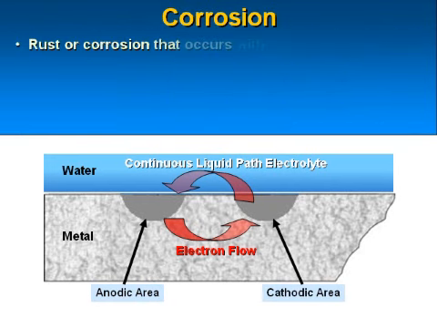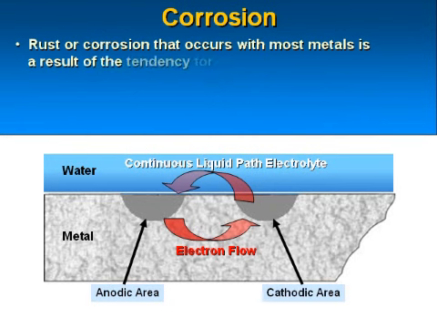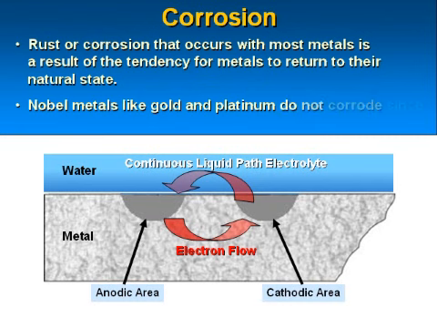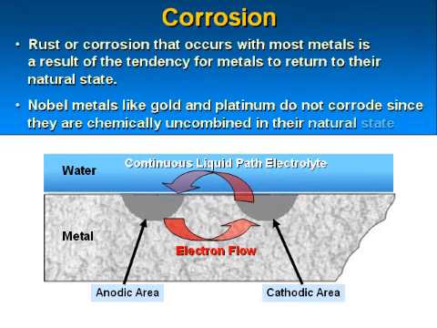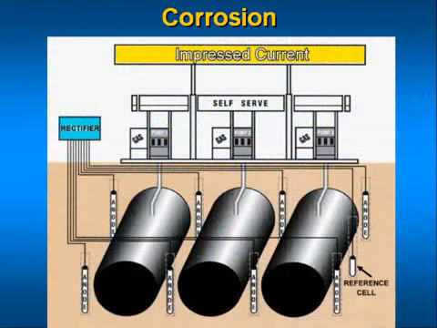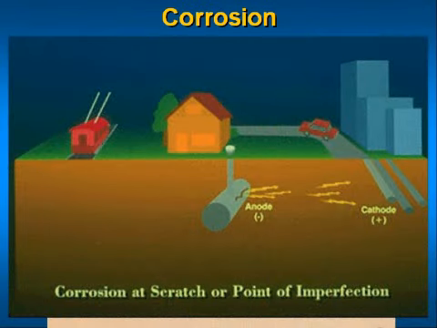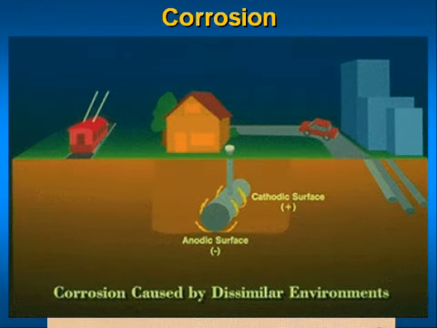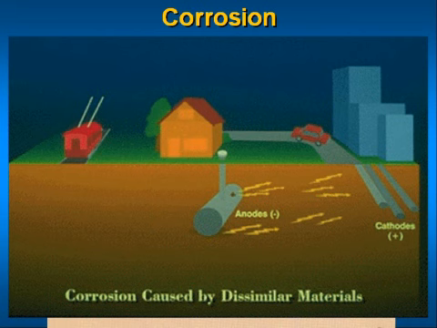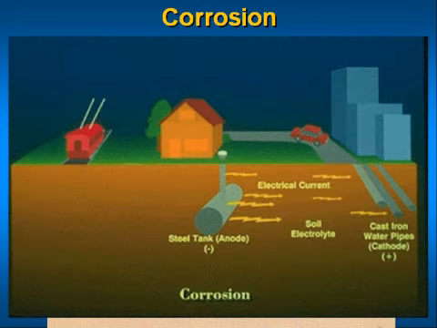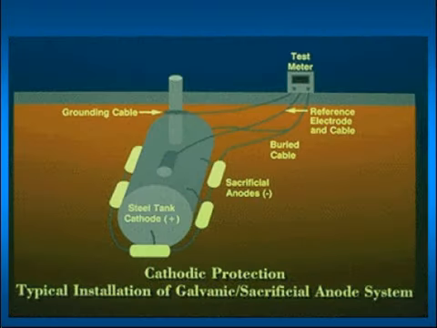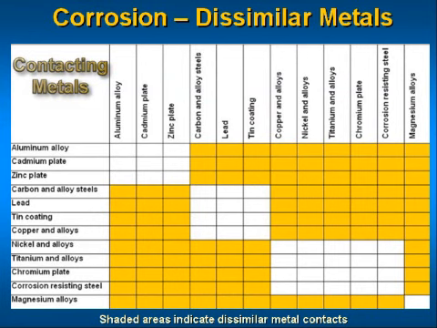Rust or corrosion that occurs with most metals is a result of the tendency for metals to return to their natural state. Noble metals like gold and platinum do not corrode since they are chemically uncombined in their natural state. It is very important to observe how metals are compatible and incompatible. In other words, dissimilar metal contacts that will result in electrolytic corrosion. This figure illustrates contacting metals and the dissimilar contacting metals.